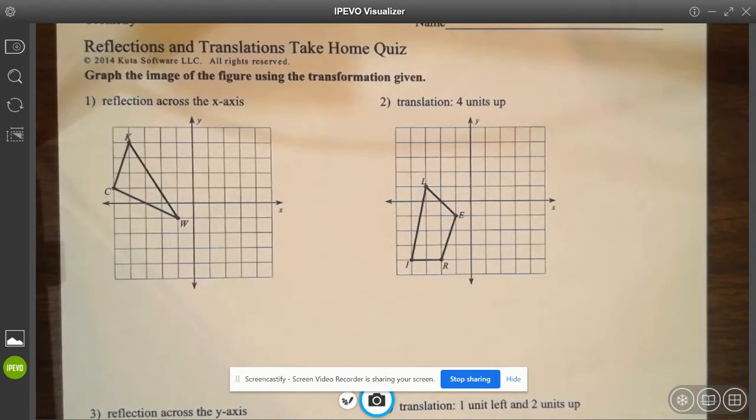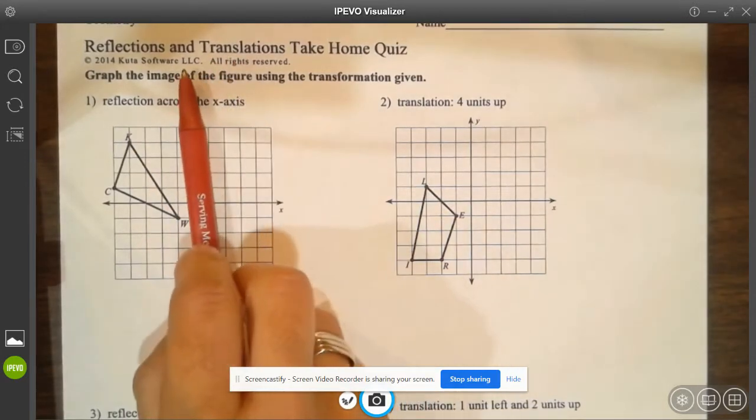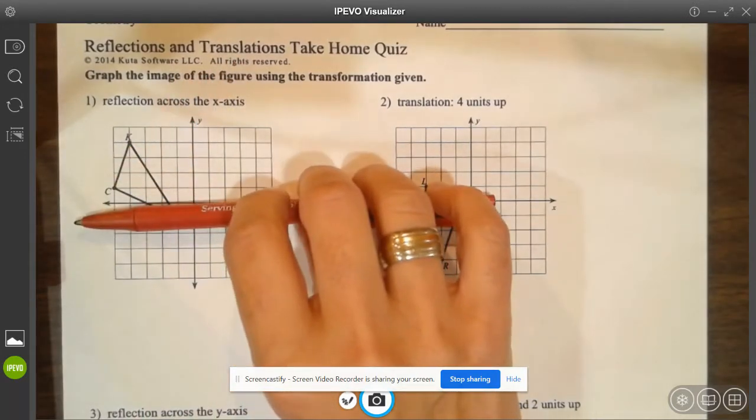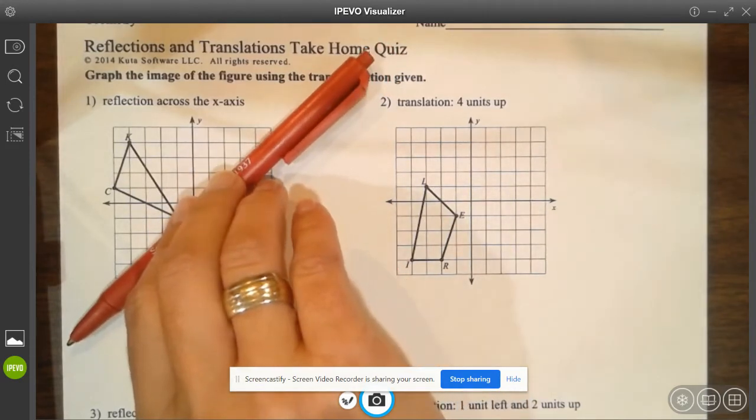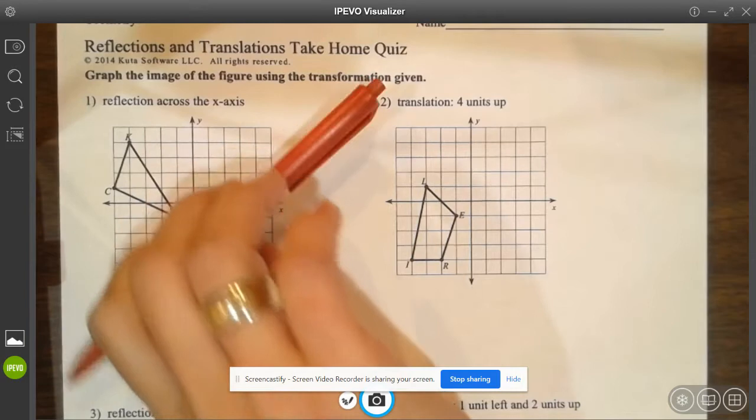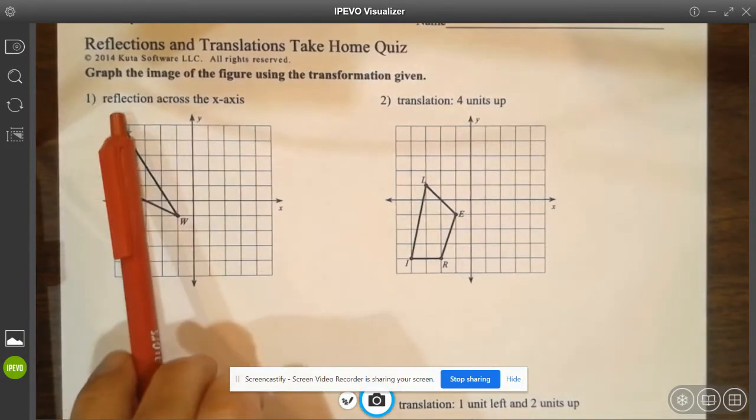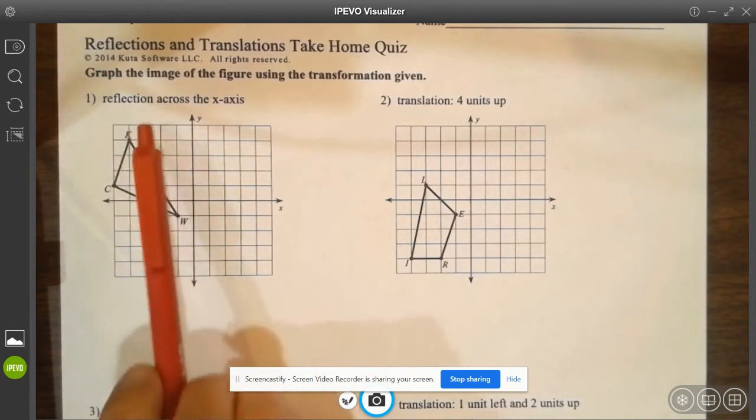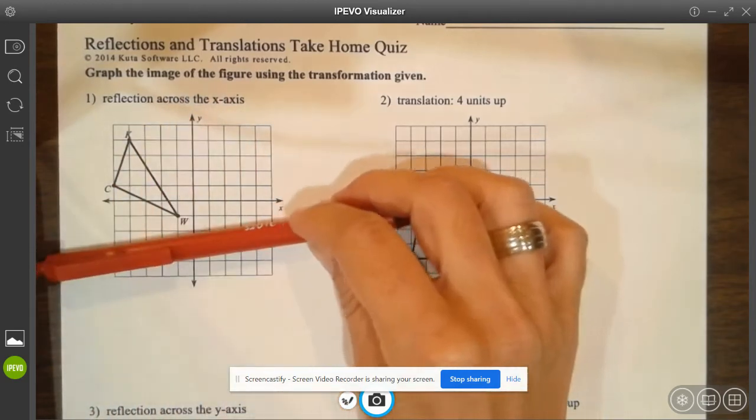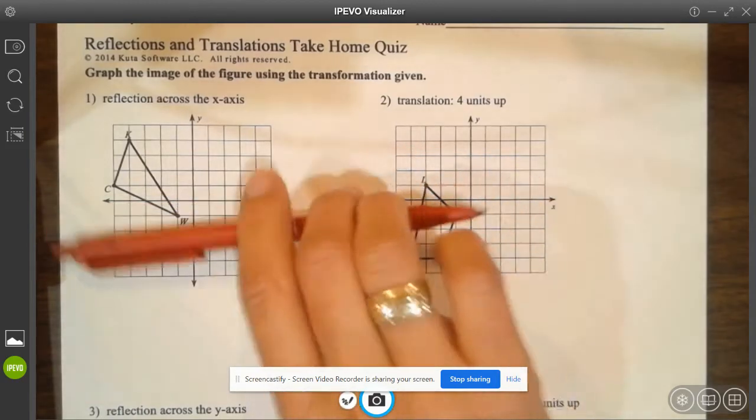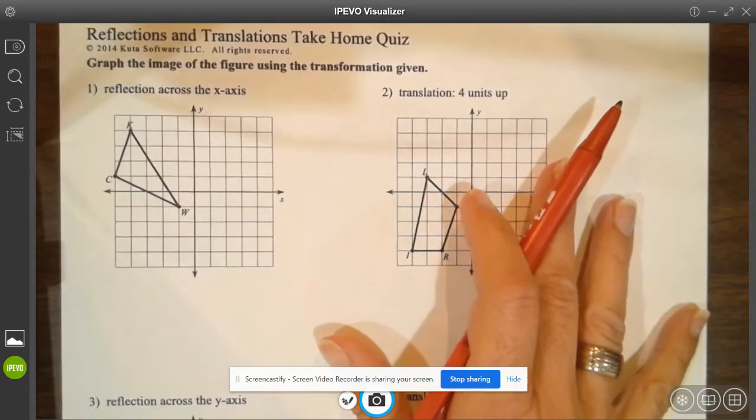Sometimes you can reflect something across the y-axis or the x-axis. It could be the diagonal, which is the line y equals x. So it depends on the question. In this question, we're going to reflect this figure across the x-axis, which is this axis right here. The easiest thing to do first is to find the points.